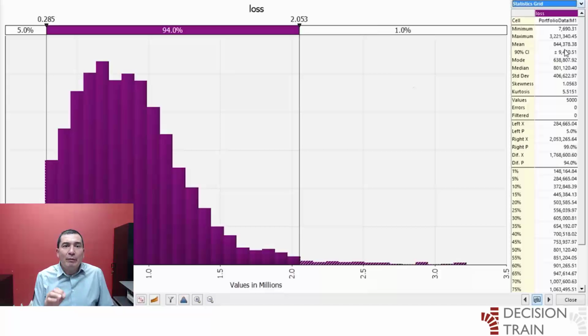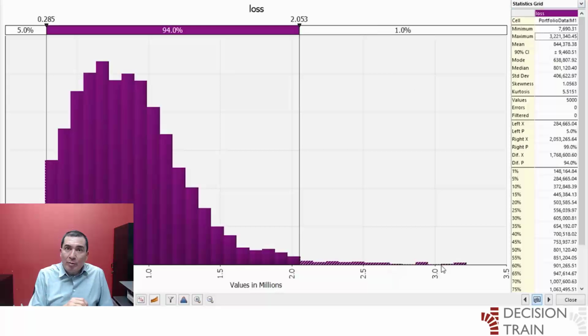After 5,000 iterations were run, the minimum stood close to 8,000, whereas the maximum exceeded 3.2 million. In theory, you could run as low as no losses, and as much as losing the whole portfolio for a total of 45.2 million. Both extreme scenarios are highly improbable.